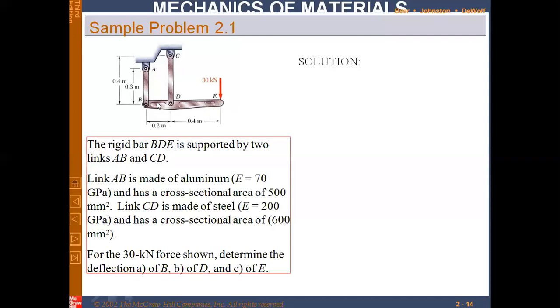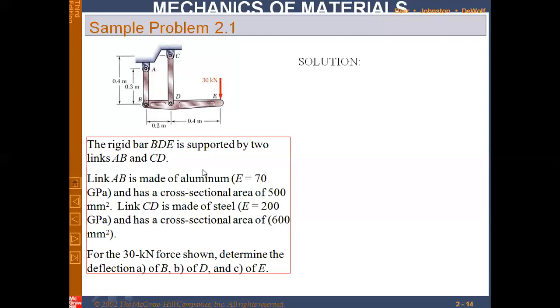So here you see one link. The link is BDE, and another link is CD, and another link is AB, and they are connected with joints. So we have a link and joint mechanism. These links are fixed here, whereas these links are connected to the main link BDE. The dimensions are given, and at the tip of this link, a load of 30 kilonewton is applied.